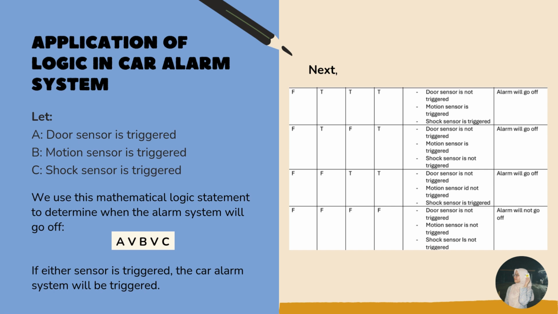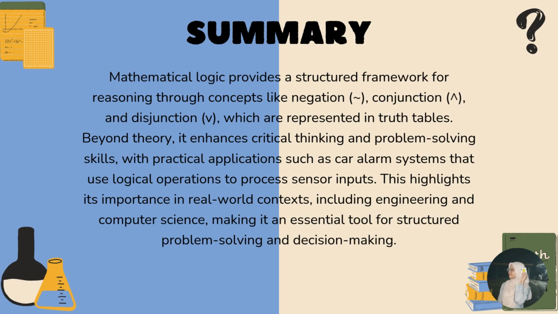The output will still make the alarm activated, but on the other hand, we have the last row, which is false, false, false for A, B, C, which means all three sensors, the door sensor, motion sensor, and shock sensor, are not triggered. So the output will not activate the alarm because based on our mathematical logic statement, A or B or C, when all three of the statements are false, then the car alarm system will not be triggered. Now we are at the end of our lesson.